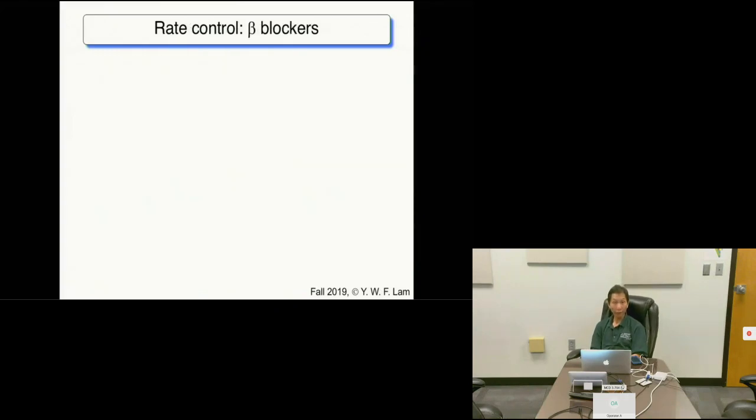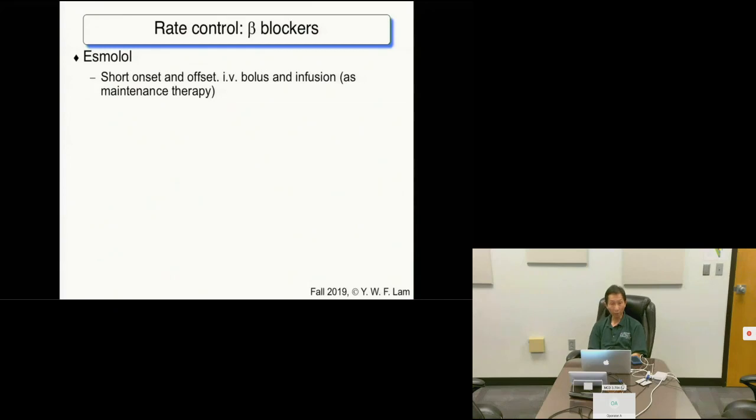In addition to the calcium channel blockers, we also have the beta blockers. And again, we would like to use an intravenous formulation of beta blocker. So any of those beta blockers that have an IV formulation available would be much more preferable to those that only have an oral formulation.